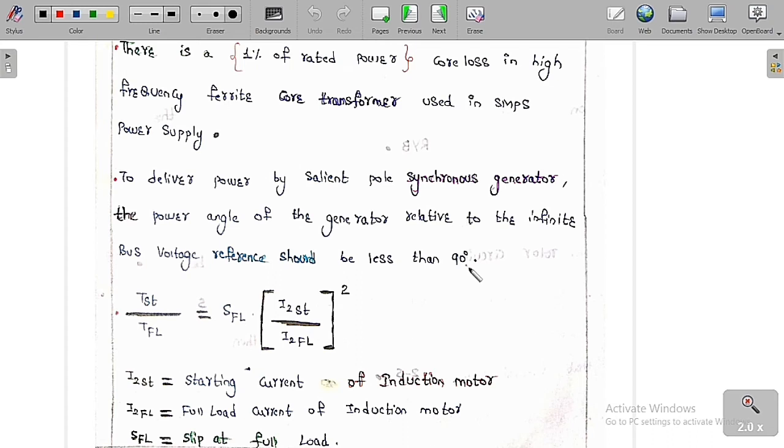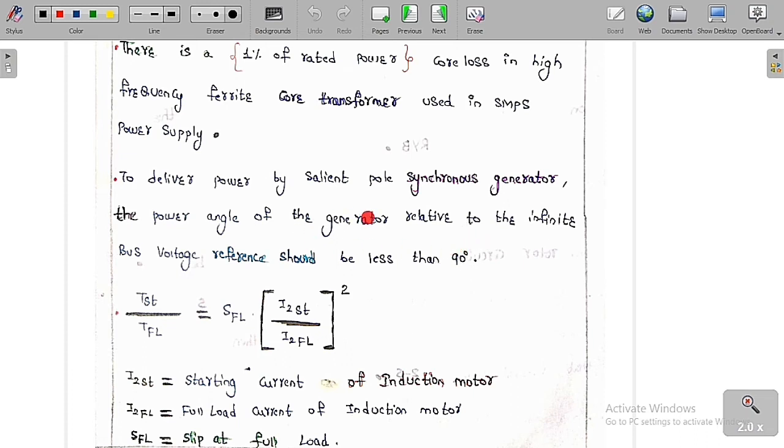I have already told you, in a synchronous generator, the magnitude of EF is always greater than the magnitude of V, or simply EF always leads. Whereas in a synchronous motor, the magnitude of V is always greater than the magnitude of EF, and V always leads EF in the case of a synchronous motor.